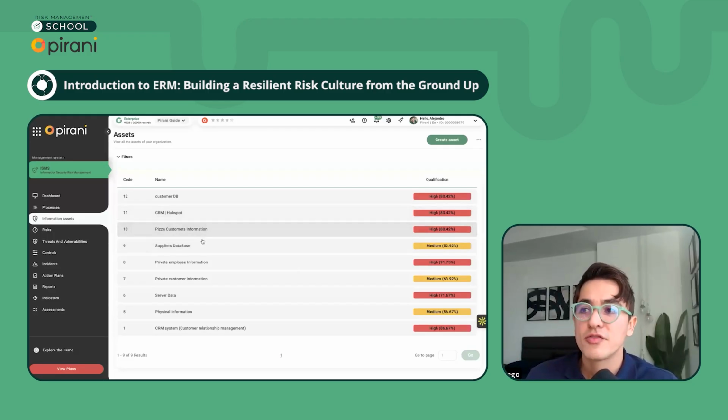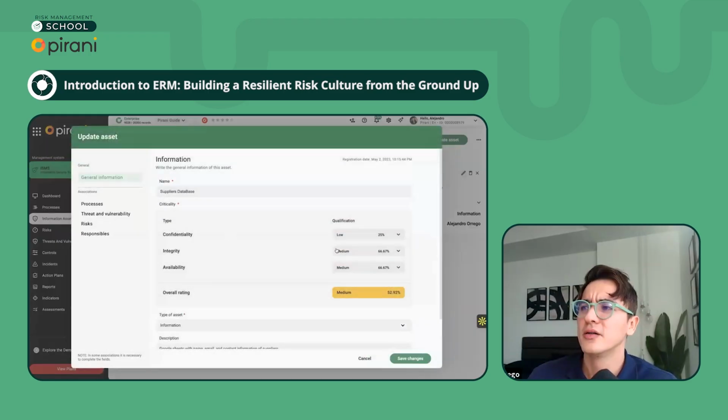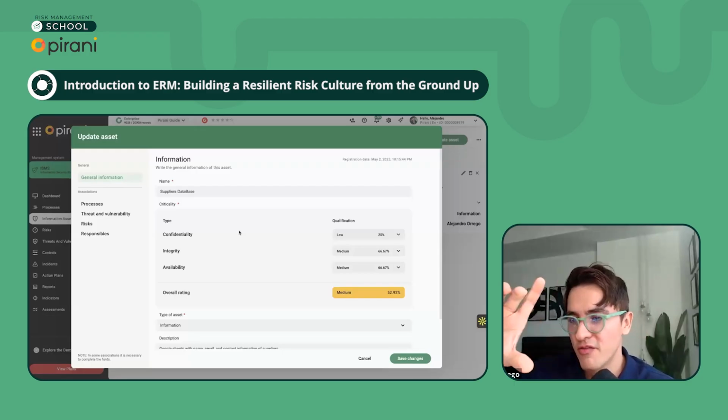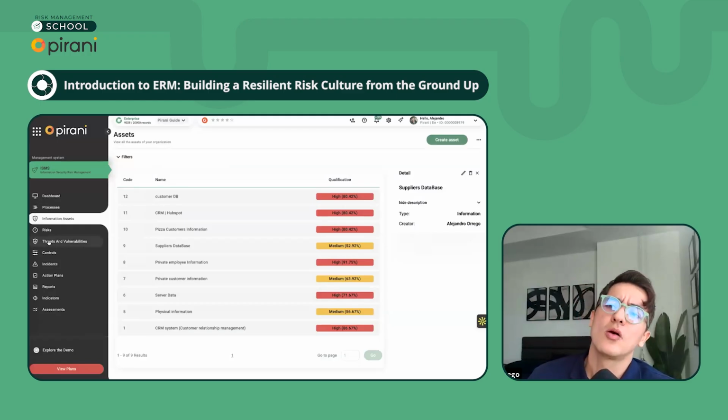And for every single information asset, you will be able to define or to qualify the confidentiality, the integrity, the availability, if you're working, for example, with the ISO. But if you're working with any other framework like NIST, you will be able to create new variables of qualification for the information assets, and you can track all the threats and vulnerabilities of those information assets.